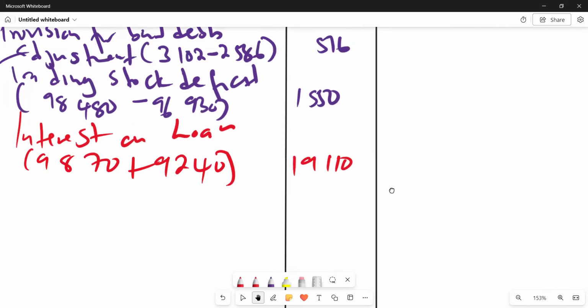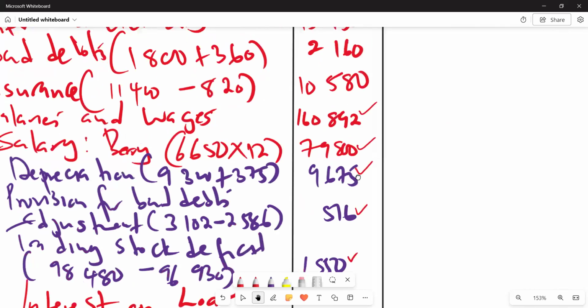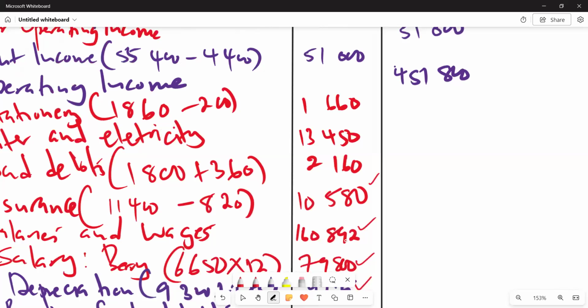So we are starting from 19,110, which is at the bottom. We add our 1,550, add 516, add 9,720, 9,775, add 79,800, we add 160,892. We go up, we add 10,580, we add 2,160, we add 13,450, we add 1,660, and then we are supposed to get our total for expenses, which is our less operating expenses.